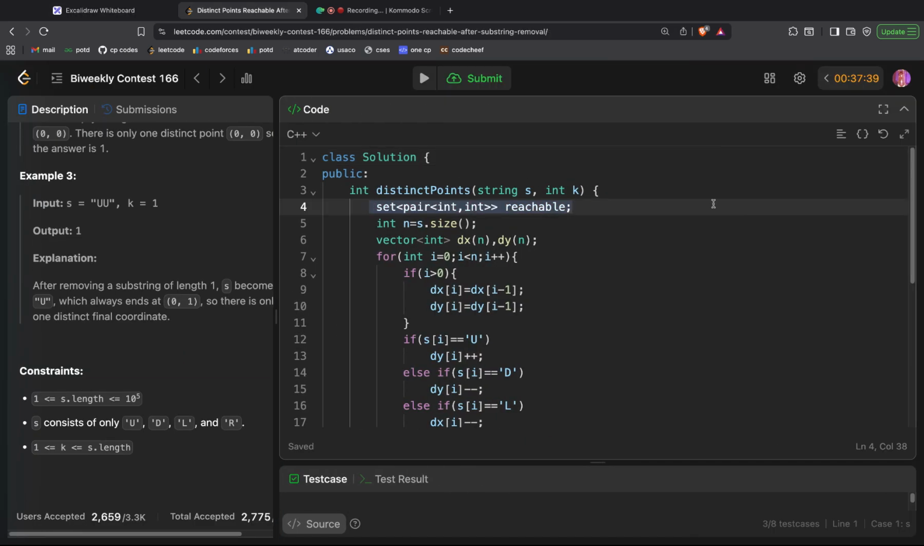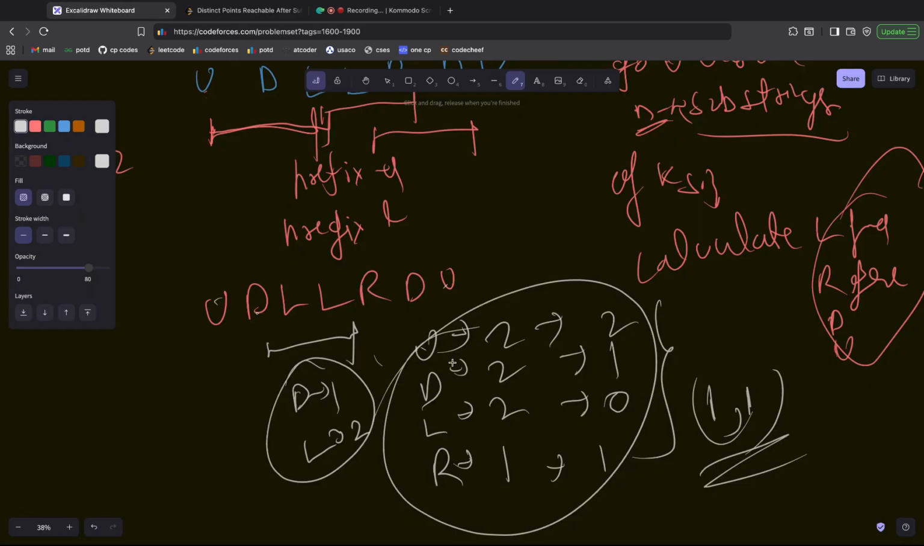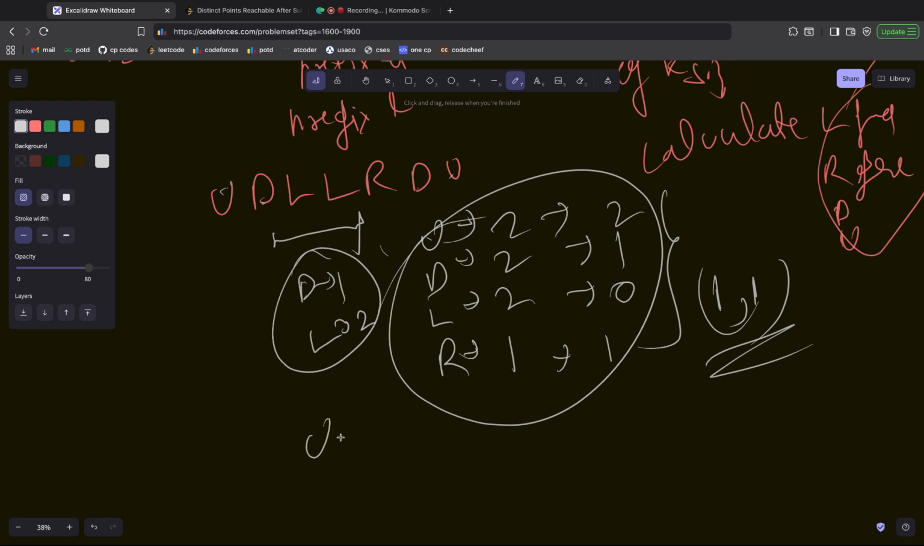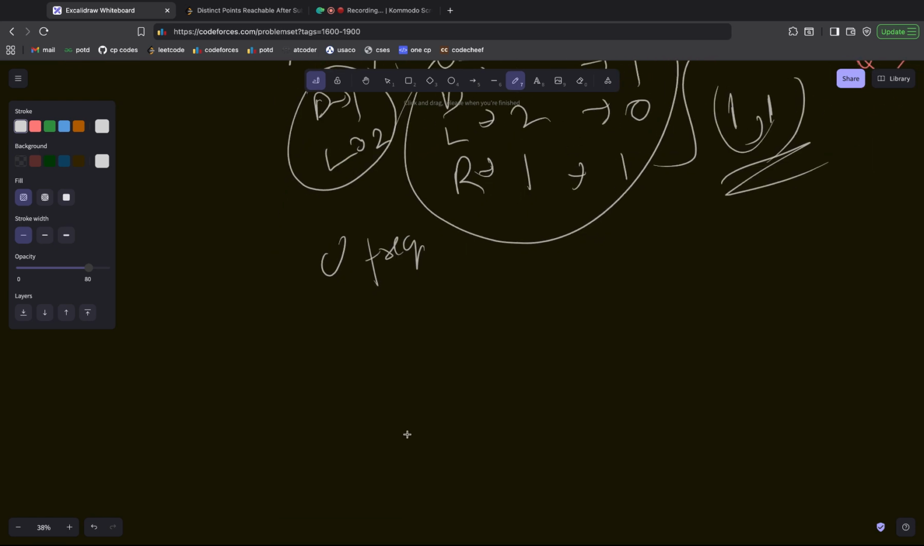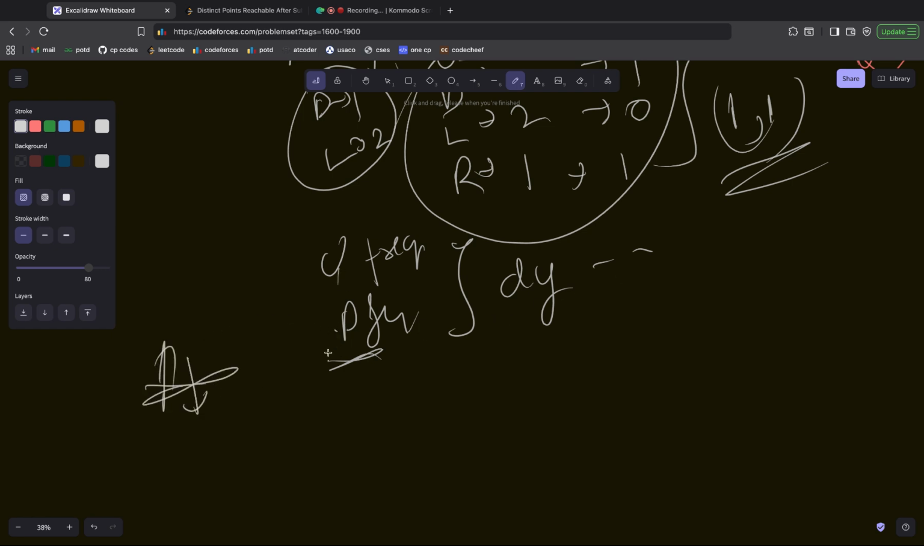So what I create is a set of pair int comma int called reachable. This would have all the distinct points that I can reach. Then I calculate the string size. Then I calculate dx and dy. What are dx and dy? Rather than storing up frequency and down frequency, I can just create a dy. When I encounter D, I do dy minus minus, because these are counter to each other. If you go up, then come down, they cancel each other out. So for D, you do dy minus minus. For up, you do dy plus plus. That's the idea here.